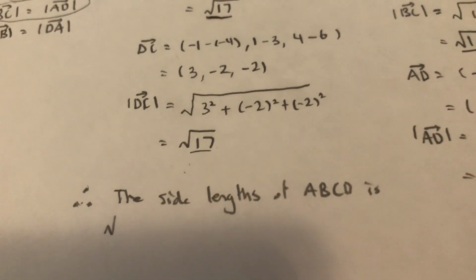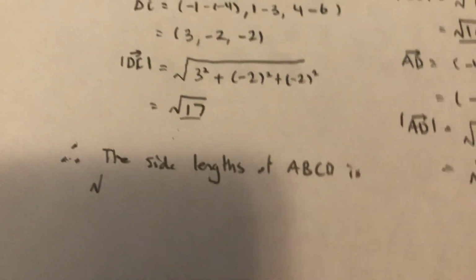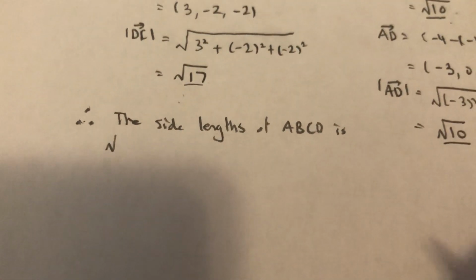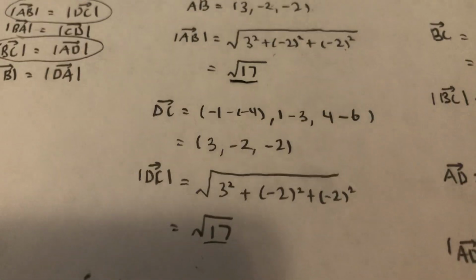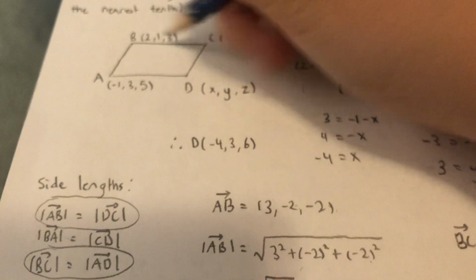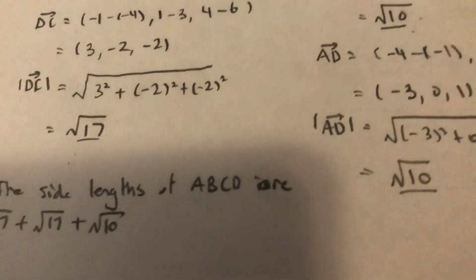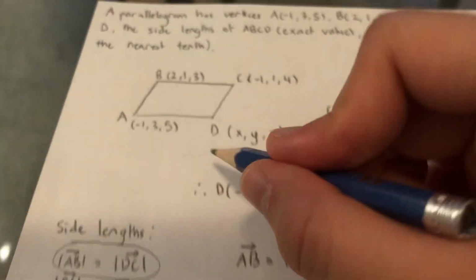So we found the side length of ABCD, and to conclude, the side lengths of ABCD are root 17 for this side, plus another root 17 for this side, plus root 10, which is the top here, and plus another root 10, which is the bottom length here.